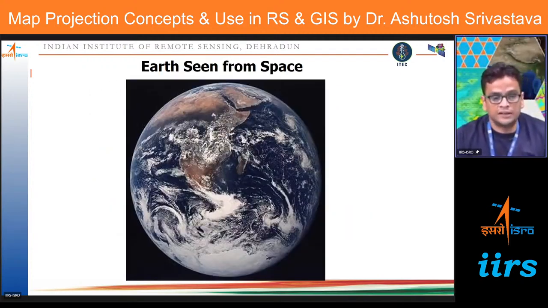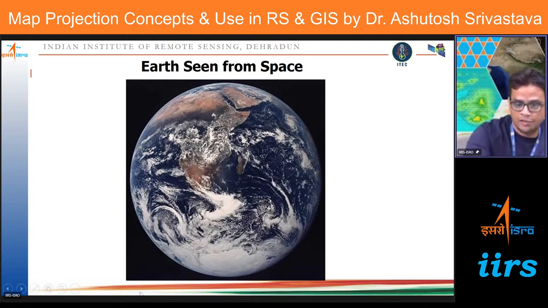This is a picture from the space, a satellite image. Now you can see our Earth looks like a sphere. As I just told you, it's not a perfect sphere, because there is only a 22 kilometer difference, with reference to 6,000 plus kilometers. That is very minimal. So it looks like a sphere, but it is not a perfect sphere. That is the first thing.